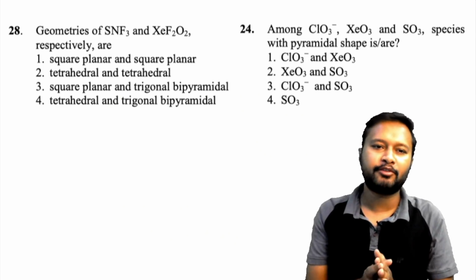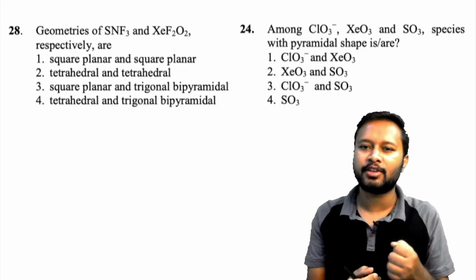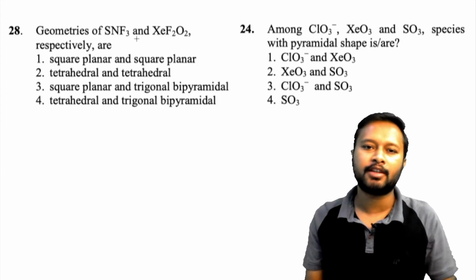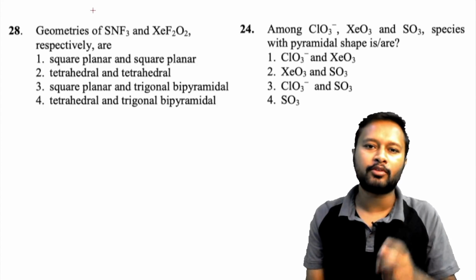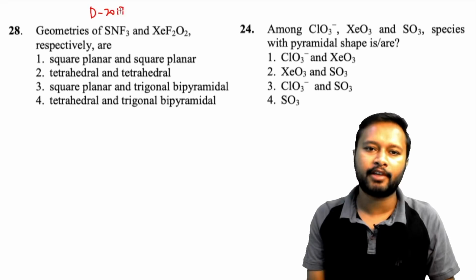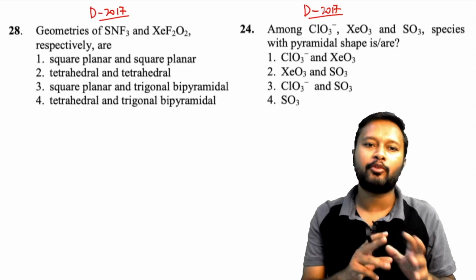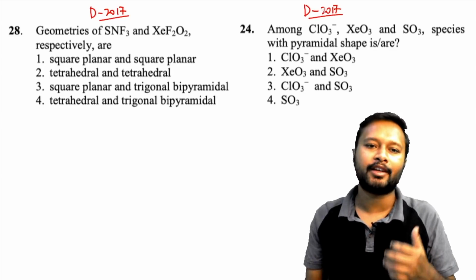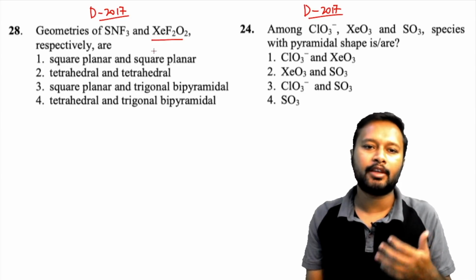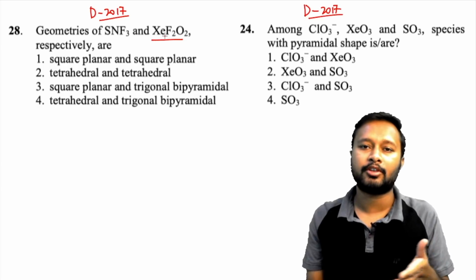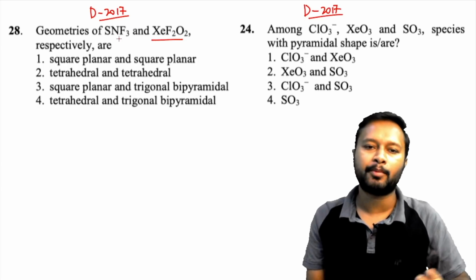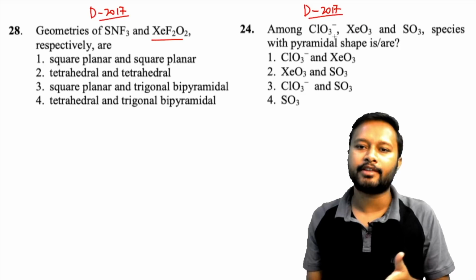Now at the end of this video, if you want to look at the type of questions in which the structure has been asked, here I have taken two questions from December 2017. Both of them were from the December 2017 exam, and both were asked for 2 marks. You can see that in both of them the geometry is asked for xenon fluoride or xenon oxyfluoride, although you have one more compound along with that. In the other one, it is asked which of them is going to have a pyramidal shape. So you have to look for that.